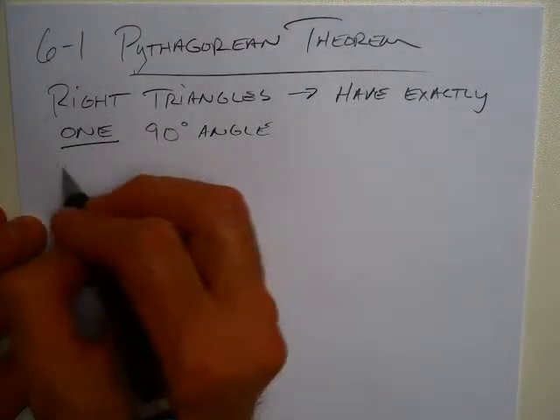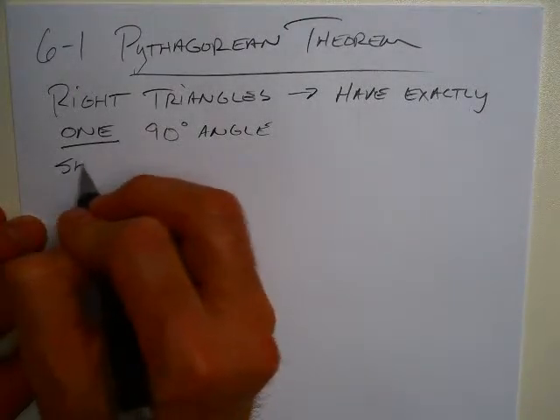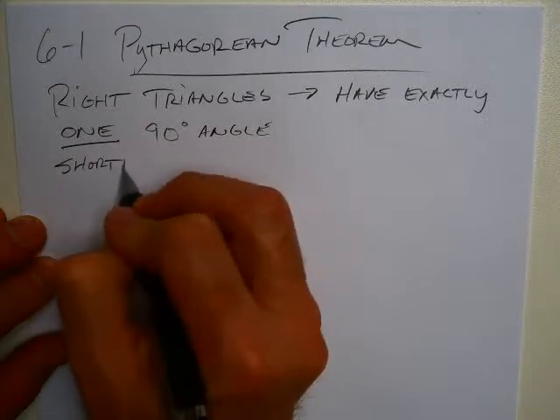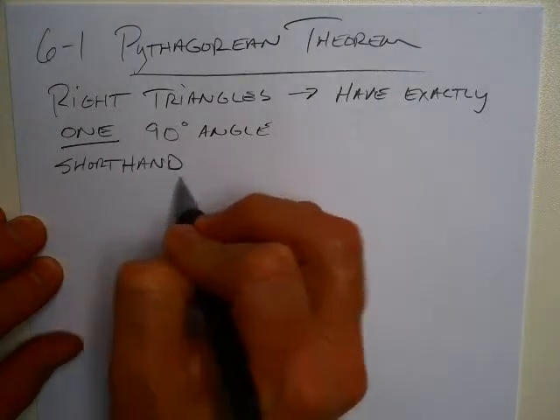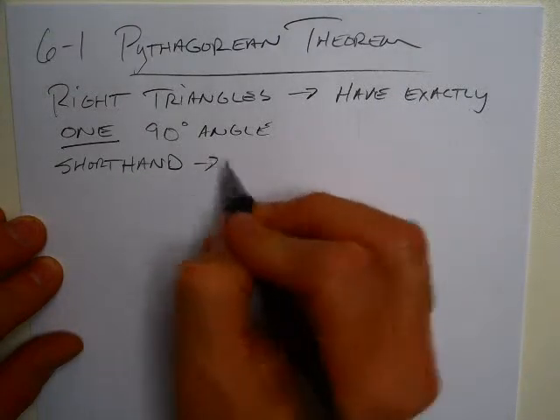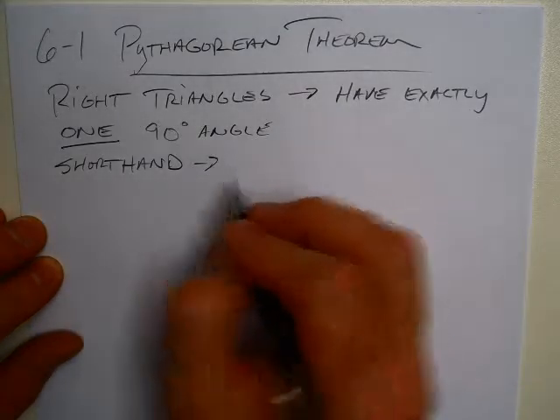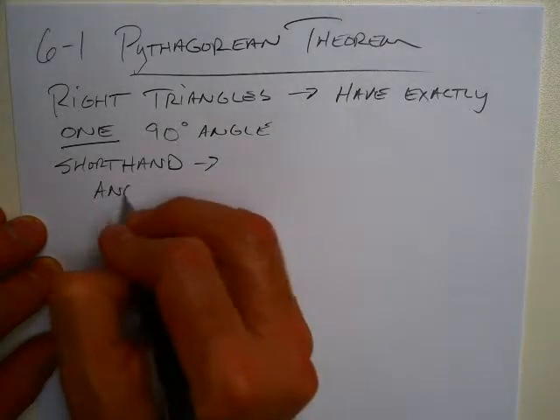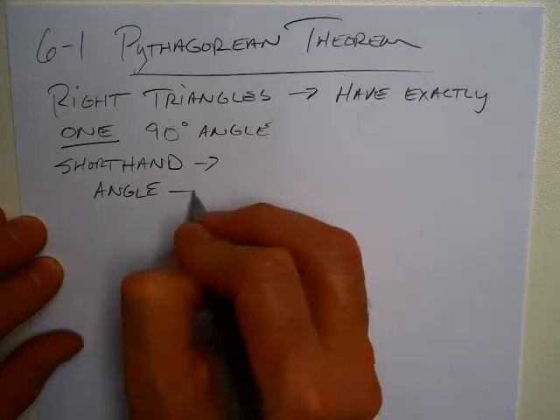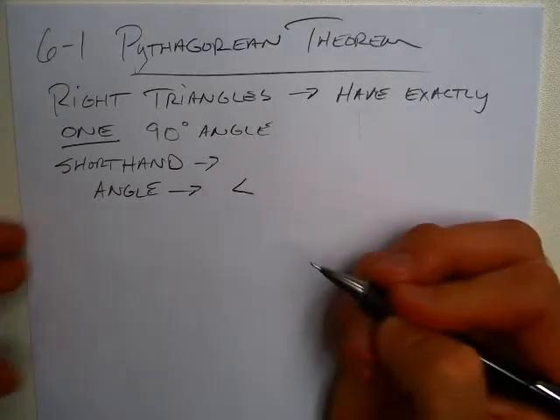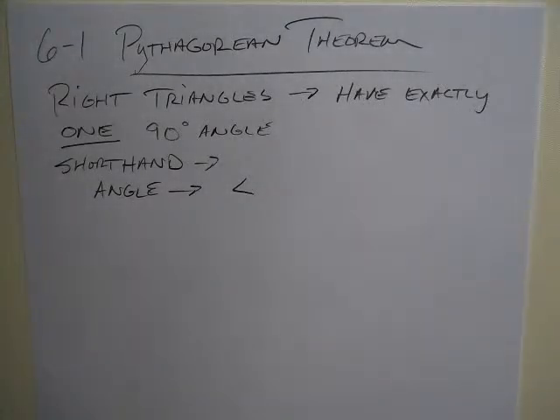So some shorthand for triangle stuff, so that we're not having to write these words out every time. The shorthand for angle, we simply use a symbol like the greater than or less than. This means angle. That way I don't have to write the word every time because I'm lazy. I think I've been very clear about that in my past.